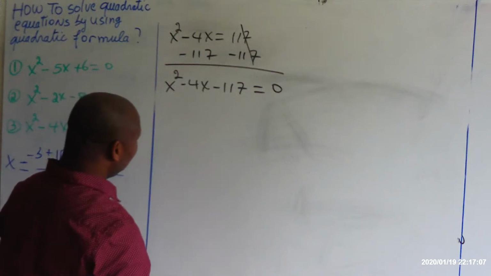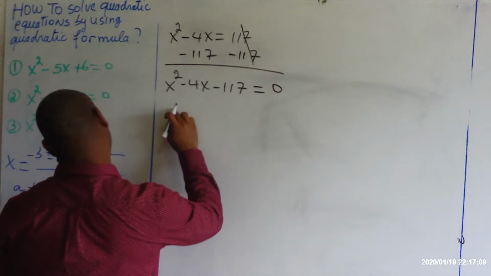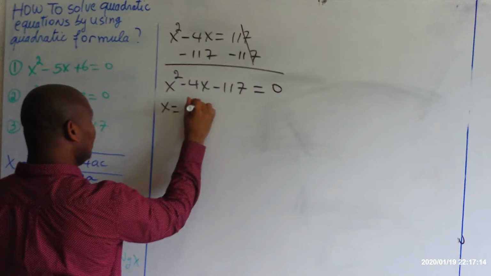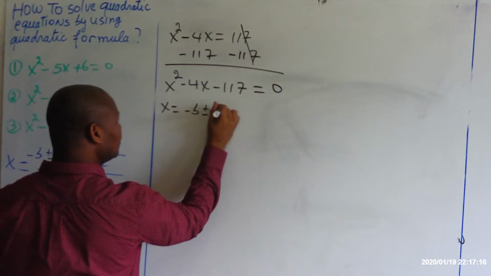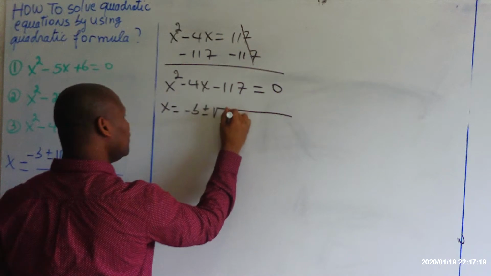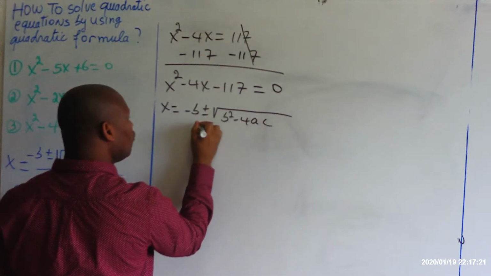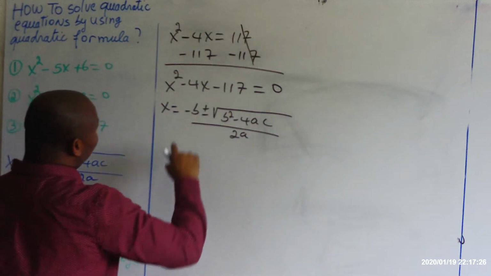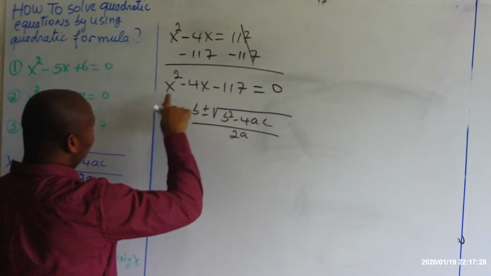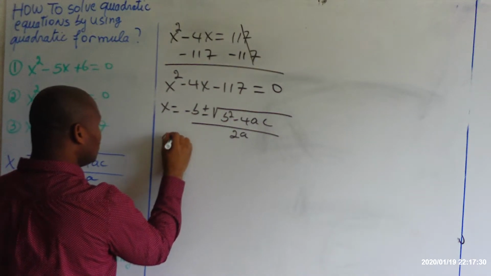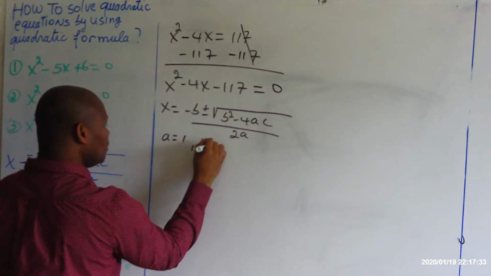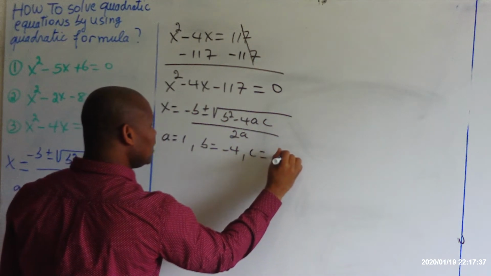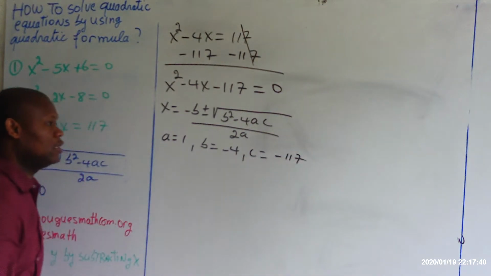So how are we going to solve it? Let's write the formula first for you. That's going to be x equals negative b plus or minus the square root of b squared minus 4ac, over 2a. Alright, so let's identify what we have first. We have a equal 1, b equal negative 4, c equal negative 17.